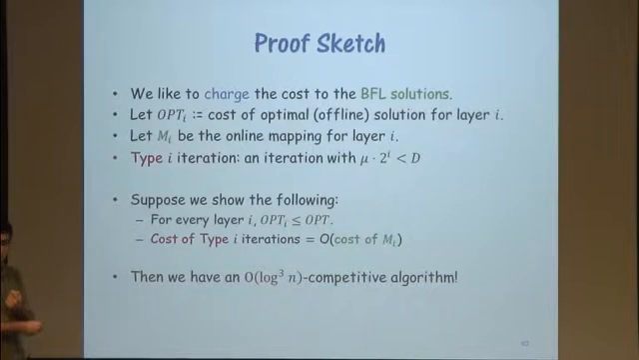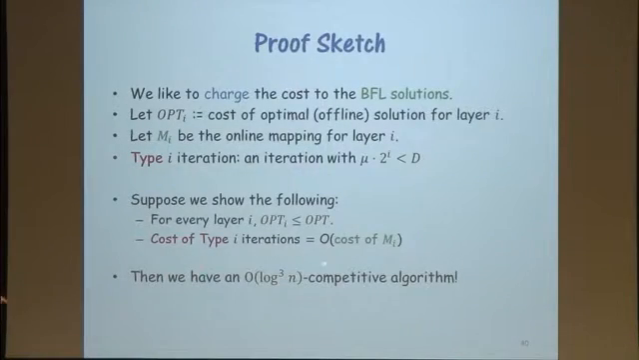So if I prove that the cost of my type I iterations is bounded by the cost of M sub I, then I know that because of that black box, the cost of M sub I is at most log square times opt I. And by this lemma, this is also less than log square times opt. So the cost of my type I iterations would be at most log square times opt, and I have at most log n layers. So I would get a log cube, right? So I just need to prove these two. The first one is easy, just to show that opt I is at most opt. Then we go over this one.